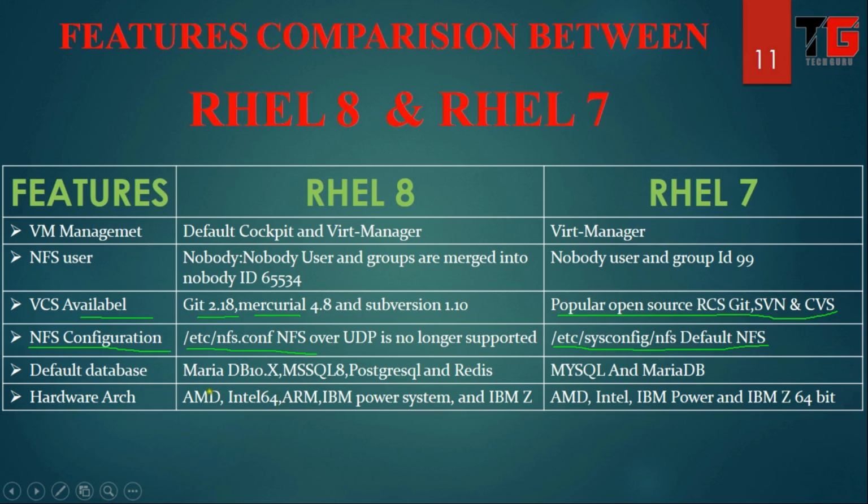Default database in RHEL-8 is MariaDB 10, MySQL 8, PostgreSQL and Redis, whereas MySQL and MariaDB in RHEL-7. Hardware architecture is AMD, Intel 64, ARM, IBM Power System and IBM Z in RHEL-8, whereas AMD, Intel, IBM Power and IBM Z 64-bit in RHEL-7.